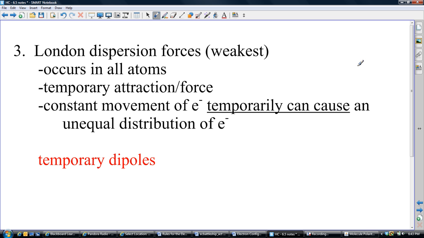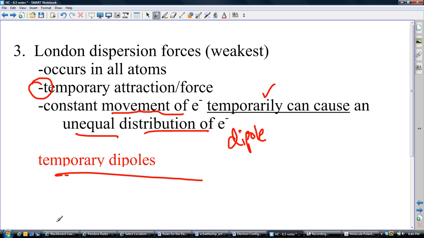This is the weakest of all of the forces. It does occur in all atoms, so that's good, because we don't have to remember certain elements. But it is temporary in the different atoms and molecules where it occurs. So why is this temporary? Well, first of all, electrons are always constantly moving. They are never stopping. So this force could show up and then disappear. Because they're constantly moving, there could be an opportunity where there's an unequal distribution of electrons, and if there's an unequal distribution, it creates a dipole. But it's going to be a temporary dipole.